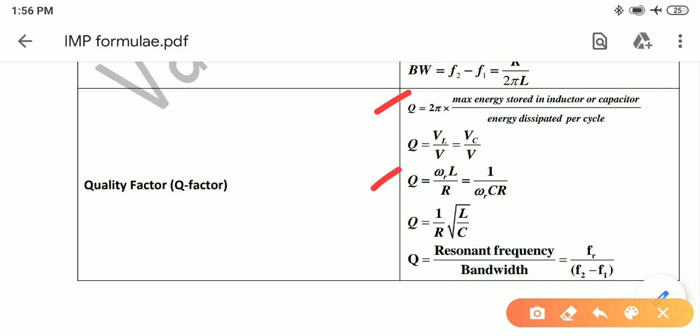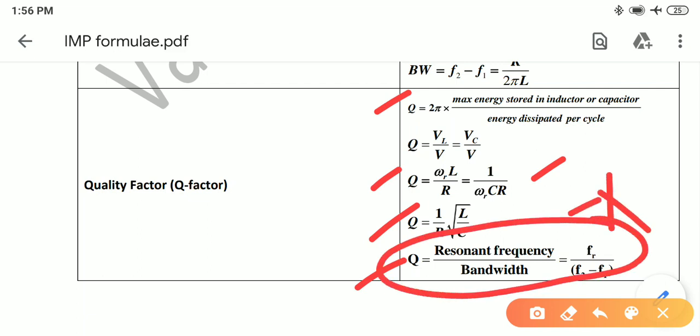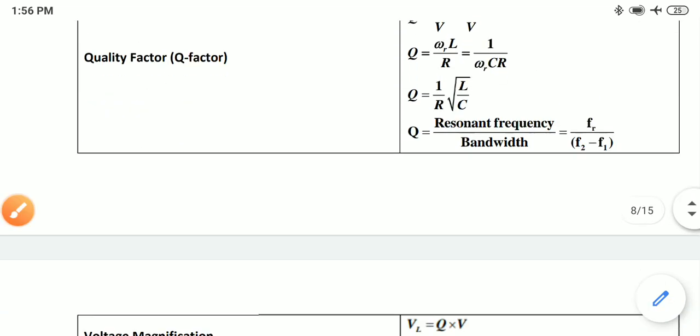The Q factor, Q, is equal to omega L by R, which is equal to 1 by omega CR. This is a very important formula for the Q factor. We have one more formula for Q factor: 1 by R root over L by C. Therefore, the relation between Q factor, resonant frequency and bandwidth is Q equal to FR by (F2 minus F1), where F2 minus F1 is the bandwidth. It is a very important relation between Q factor, resonant frequency and bandwidth.